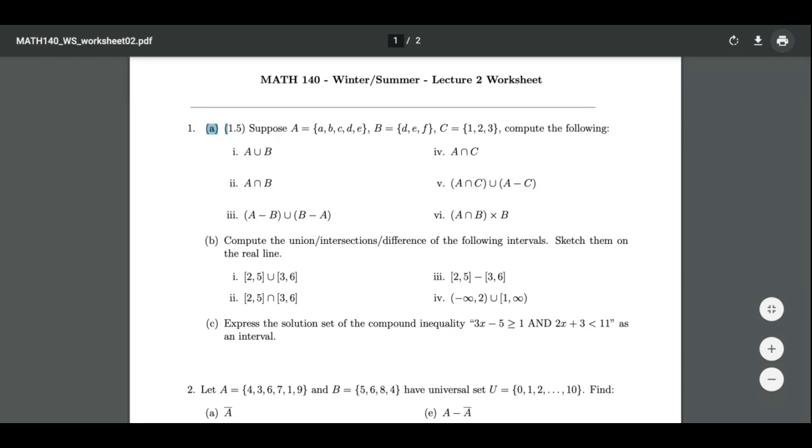What is B minus A? B minus A means the elements in B but not in A. Do you see F is in B, not in A? So that's F. B minus A is F. A, B, C, D, E. Right, it's only F. B minus A is F.